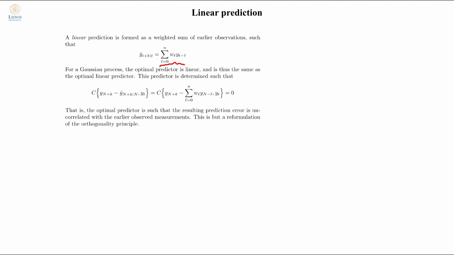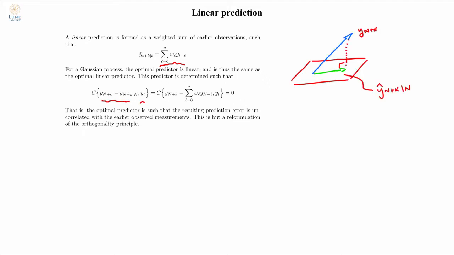For a Gaussian process, this is an optimal predictor, meaning that you cannot form a better predictor of the future in any other way. Of course, the problem is then how should I select the weights of these earlier measurements to make this a good prediction? The way to do that is to exploit the orthogonality principle that we discussed before. You are basically saying that I want the prediction error to be orthogonal to the data I've observed.